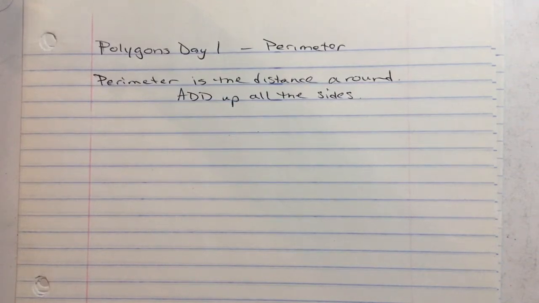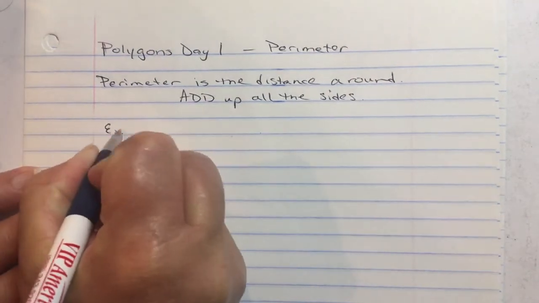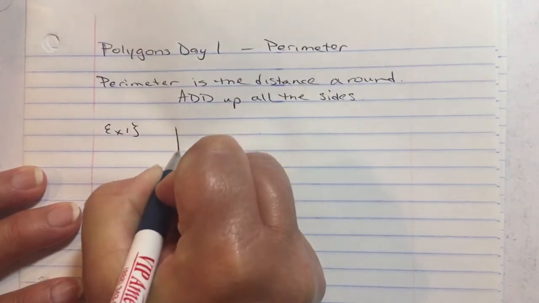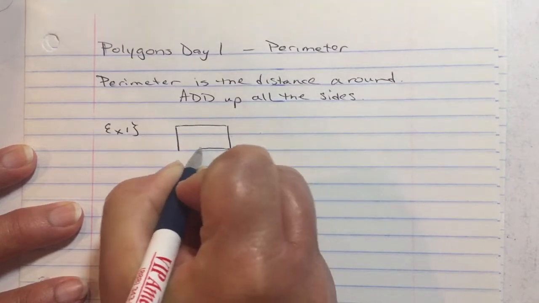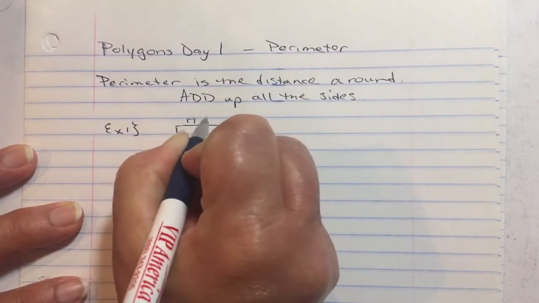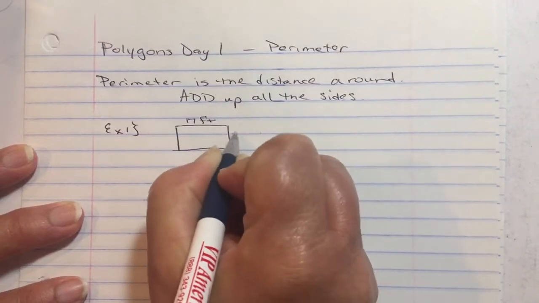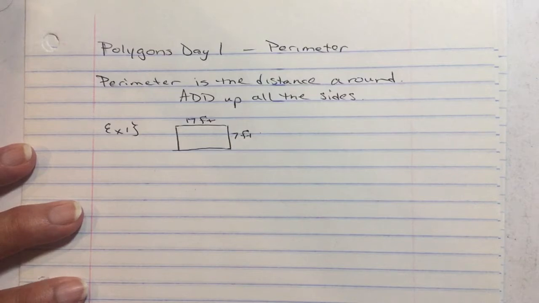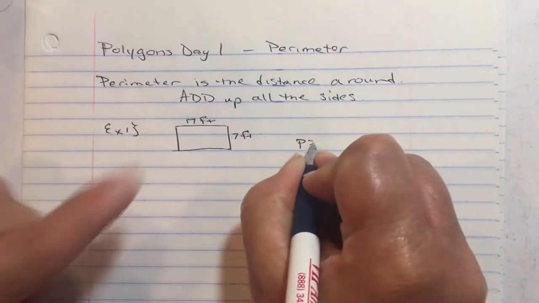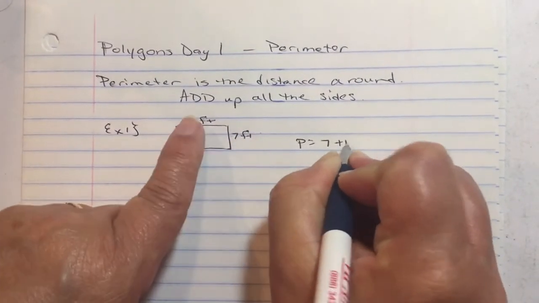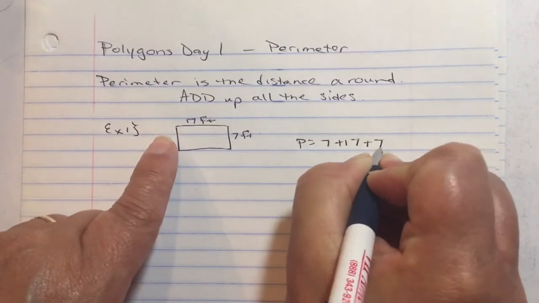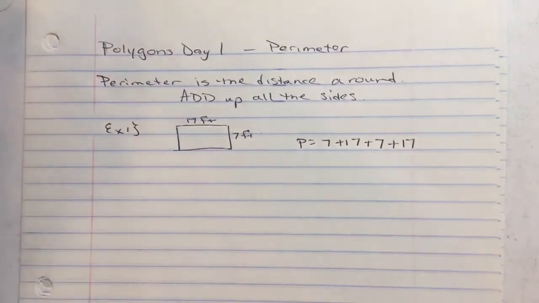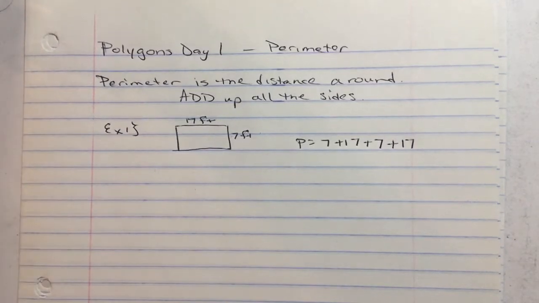And I've got 4, maybe 5 quick examples for you. Let's start off with a very basic 4th grade example of a rectangle. Go ahead and draw a rectangle that's 17 foot long and 7 foot wide. Now for the perimeter, you'll add up all the sides. So 7 plus 17 plus another 7 plus another 17. There's nothing wrong with doing it that way.